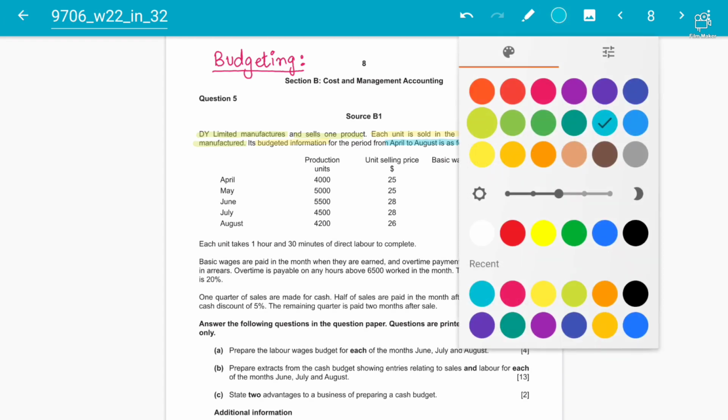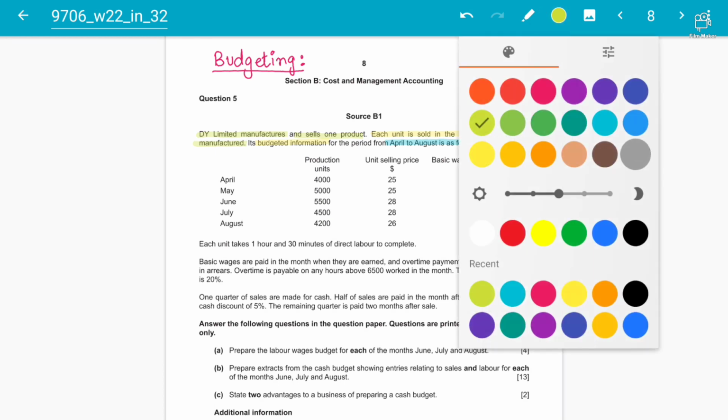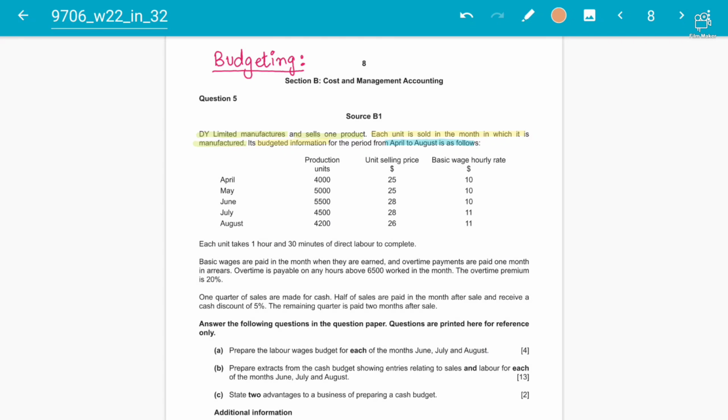Now let's quickly read the information so every student gets it. You have April, May, June, July, August data given: the number of units produced, 4,000, 5,000, and so on, then the selling price of each unit, and the hourly rate you are paying your labor. In August the labor was being paid $11 per hour. In June they were being paid $10 per hour. May as well, same. I'm only considering the information about the labor wages budget first, so we'll take into account only the information related to that.